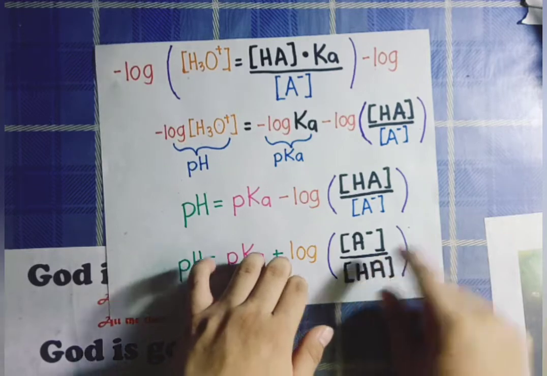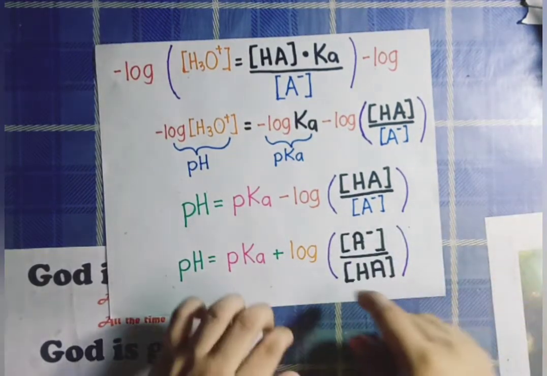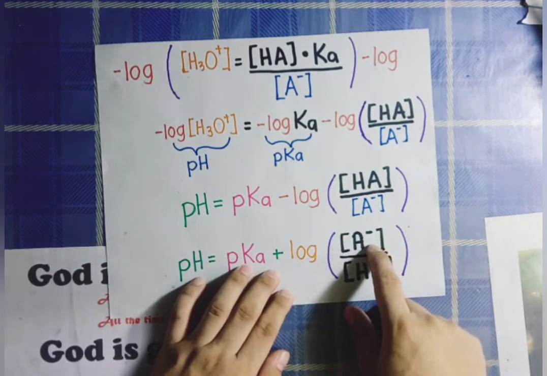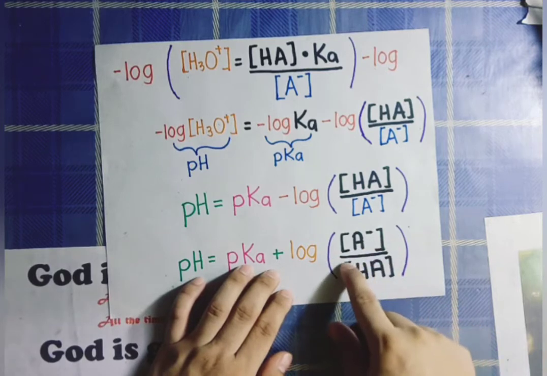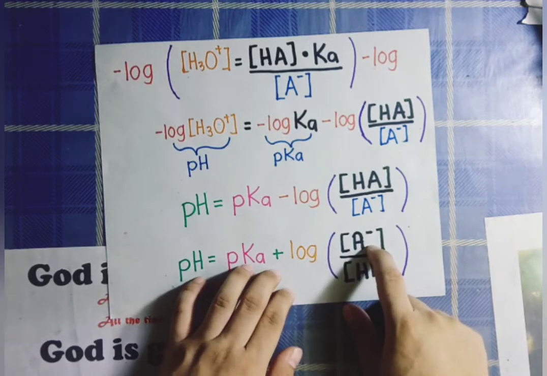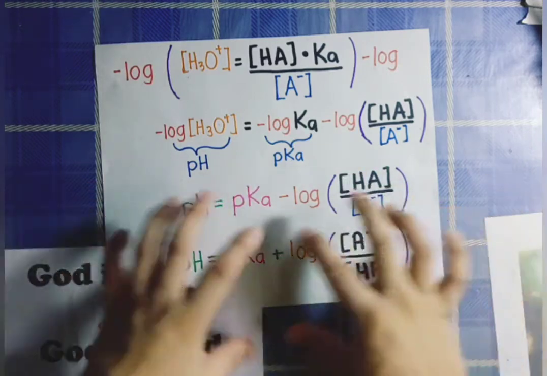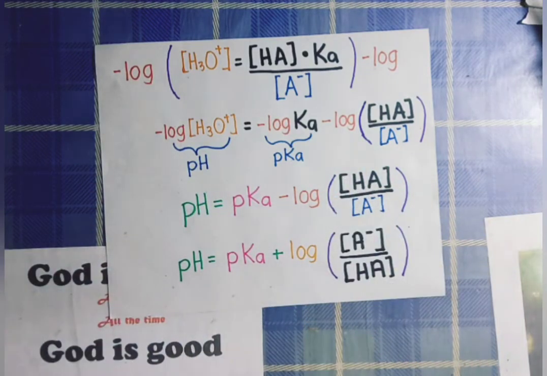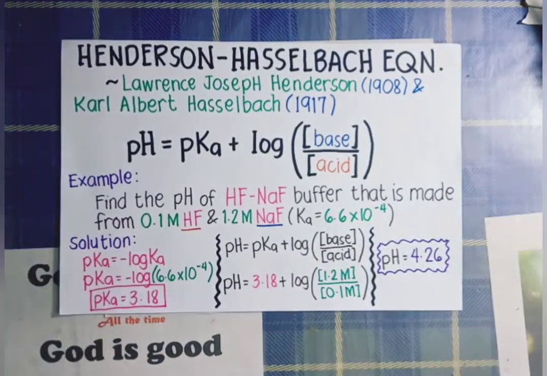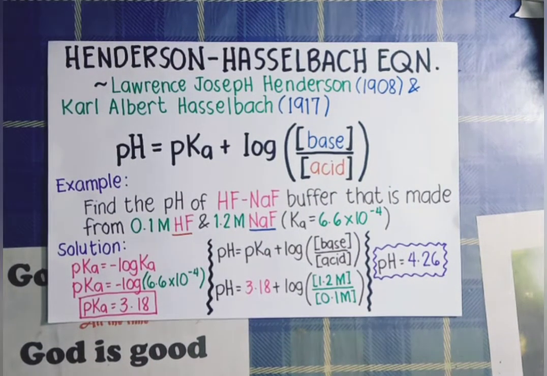Or simply, we can generalize this equation into pH is equal to pKa plus the logarithm of the molar concentration of base, instead of A negative, over the molar concentration of acid. The acid that we used in our buffer solution and the base that we used in our buffer solution. Now, this equation is widely used in chemistry, and it is actually known as the Henderson-Hasselbalch equation.